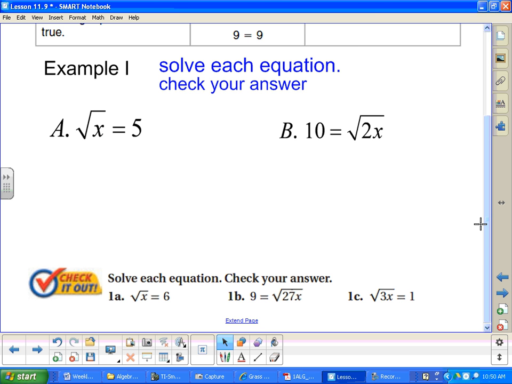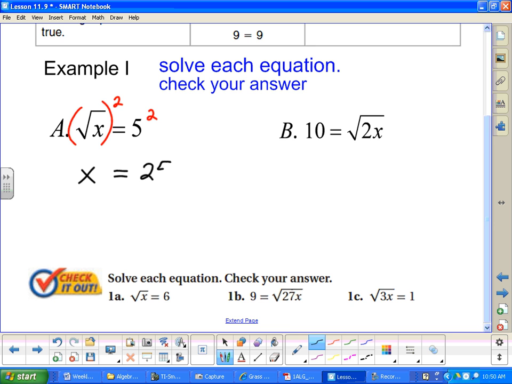So what do I do to undo a square root? Square it. Okay, awesome. So we're going to square both sides of the equation then. And when I square a square root, I get what's under it, right? So basically the squaring canceled out the square root. So we have x left, and 5 squared is 25. Whew. Man, I hope they're all that easy.